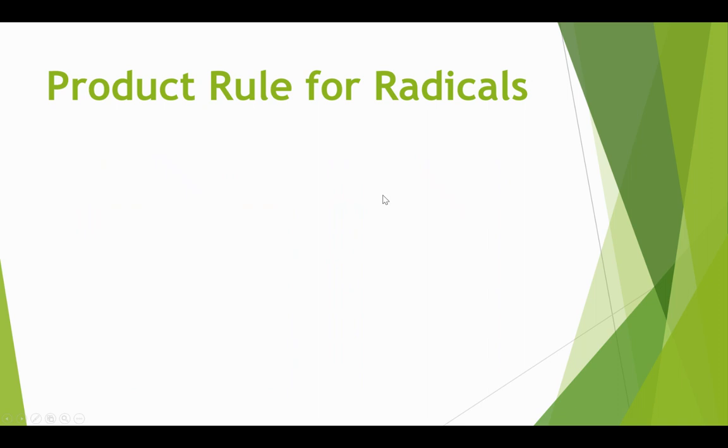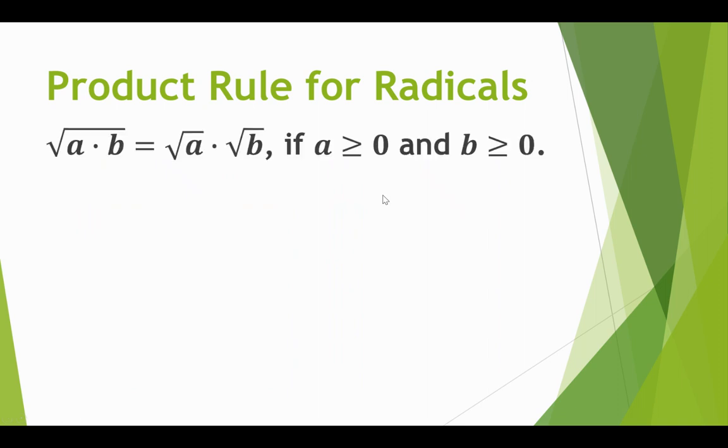Product rule for radicals. As we talk about how to manipulate our radicals here, we can look at a couple of different things. So first things first, if we have a radical a times b, we can break that down into radical a times radical b if a is greater than or equal to 0 and b is also greater than or equal to 0. Well, for this lesson, all these things are going to be, for the most part, greater than or equal to 0. We can do a couple of modifications if we need to.